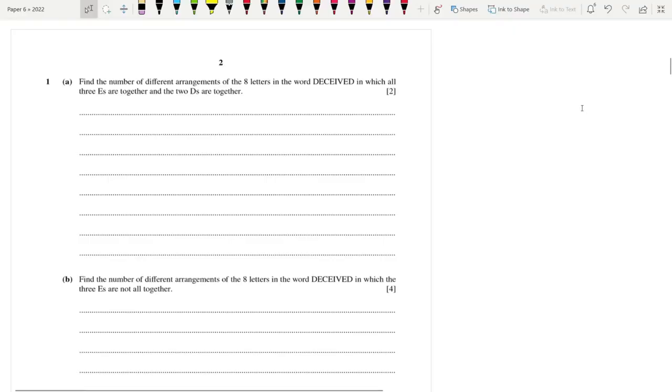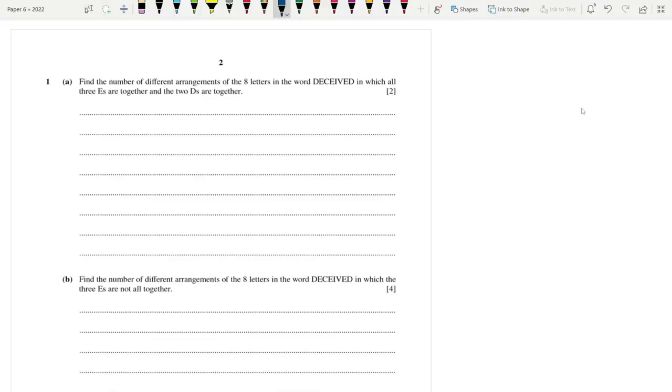Find the number of different arrangements of the 8 letters in the word DECEIVED, in which all the 3 E's are together and the 2 D's are together.